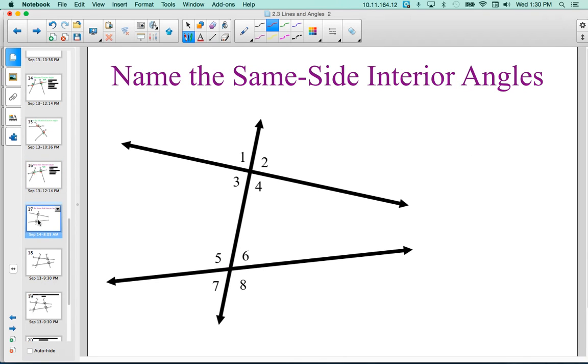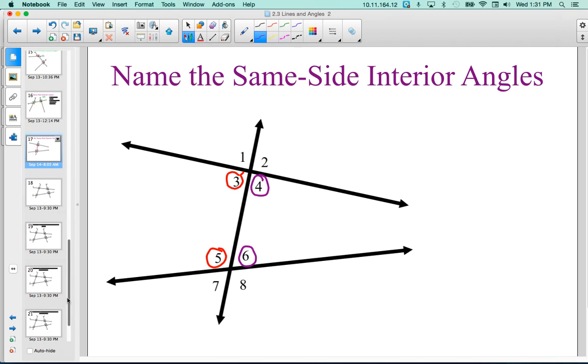Here we have a little different diagram. So we got a vertical line, same side interior angles. We would have 3 and 5. They're both on the left side in interior. And then we got 4 and 6 are the other same side interior angle pair.